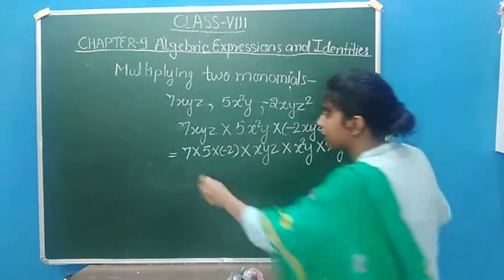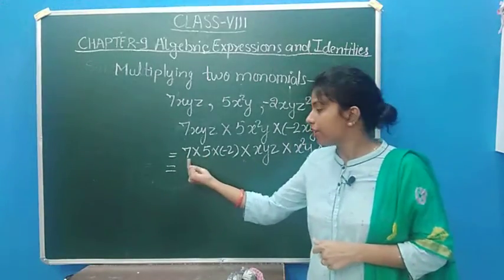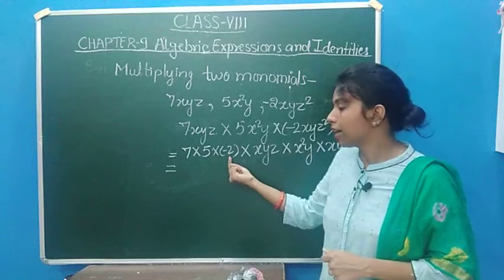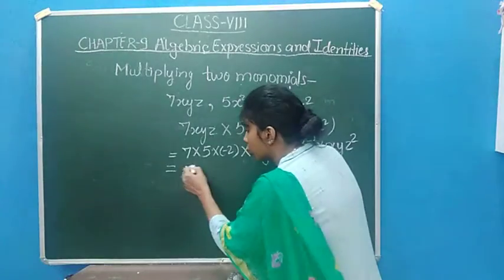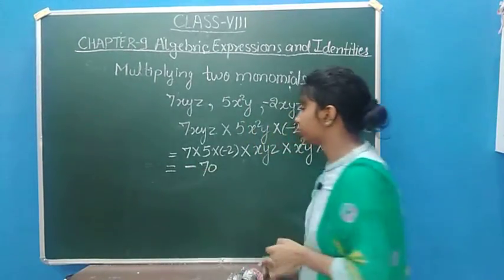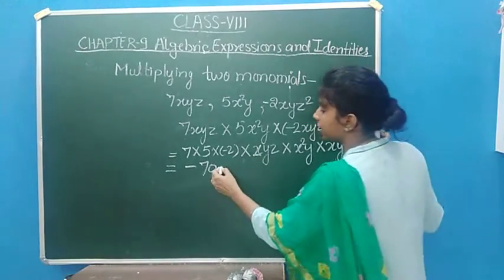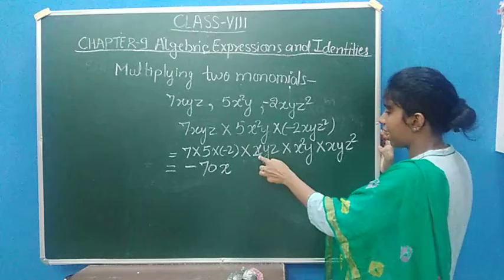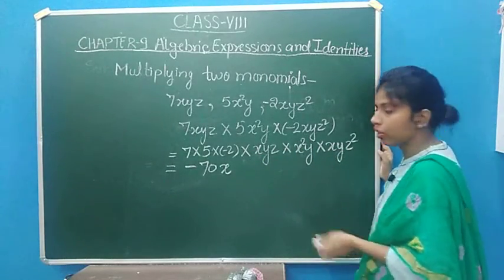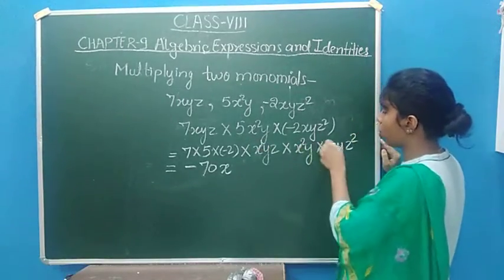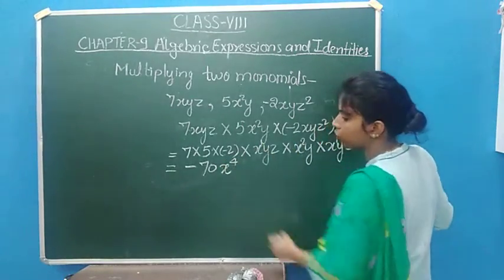So let's multiply them. Whenever we multiply these numbers, 7 fives are 35, 35 twos are 70, and here we have one time minus, so the result is going to be minus 70. After that, let's multiply the variables. So first I am taking the variable x. X is going to be multiplied with x square and x. So here the powers are going to be added. Okay, so here we have powers 1, 2 and 1. So 1 plus 2 plus 1 is what we get? Power 4.